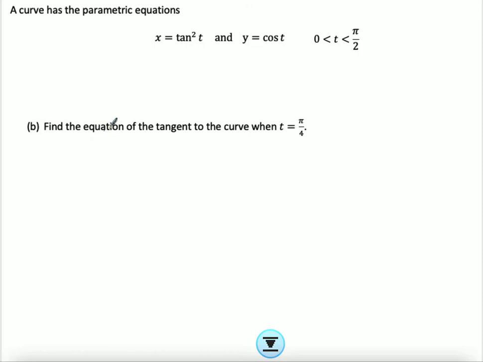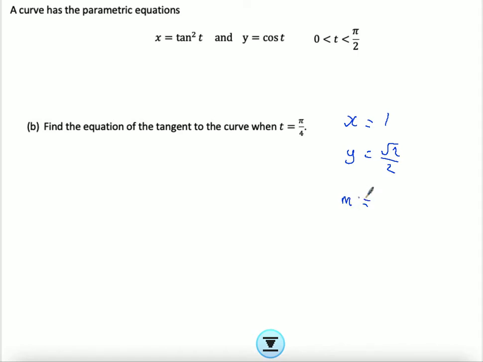Okay, so part B is find the equation of the tangent to the curve when t is pi over 4. Now, the rules still apply. In order to find the equation of a tangent, we need the x-coordinate, we need the y-coordinate, and we need the gradient. If we can find those three things, we can find the equation of the tangent. So, when t is pi over 4, x is going to be tan pi over 4 squared. Tan pi over 4 squared is just 1. And then the y-coordinate, cos pi over 4. Cos pi over 4 is root 2 over 2.